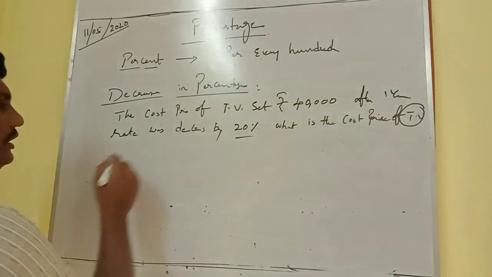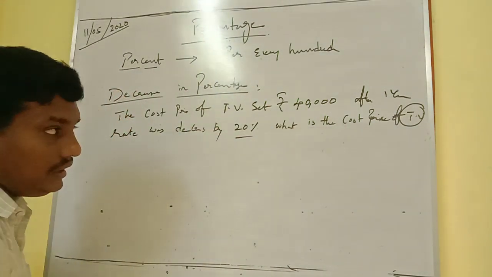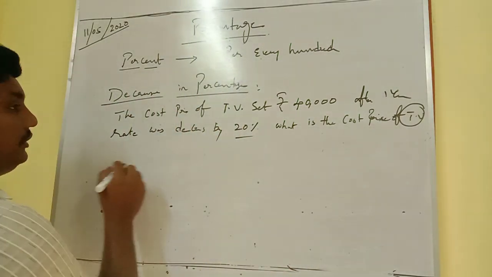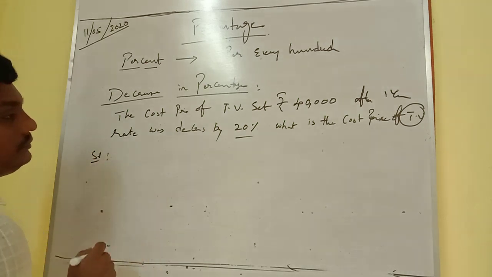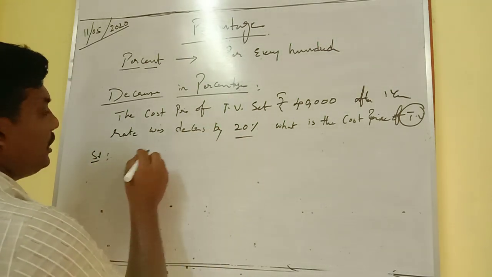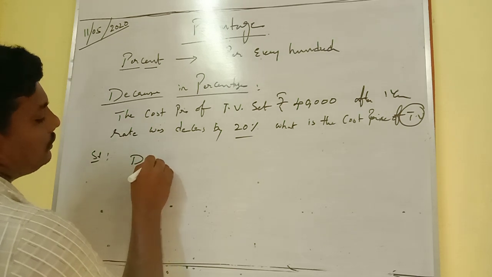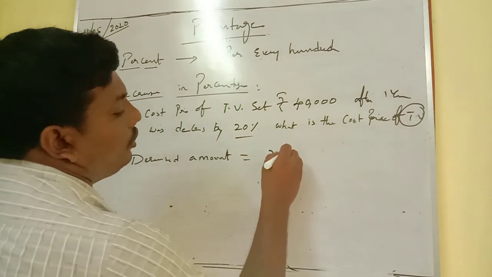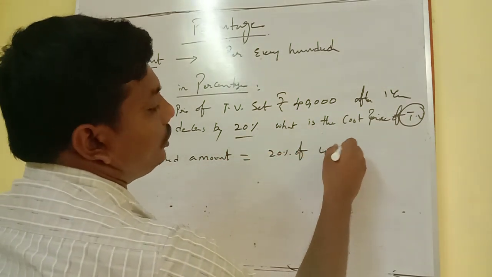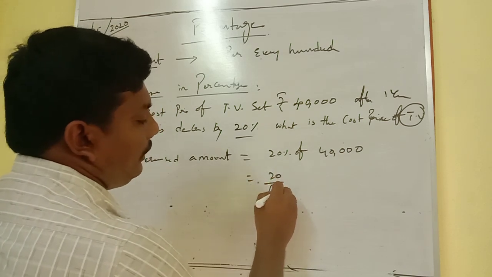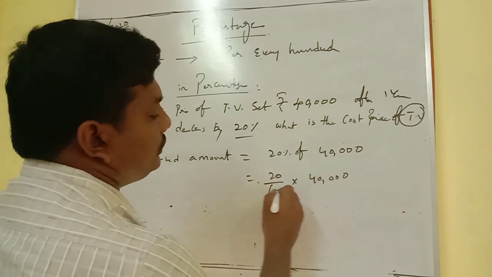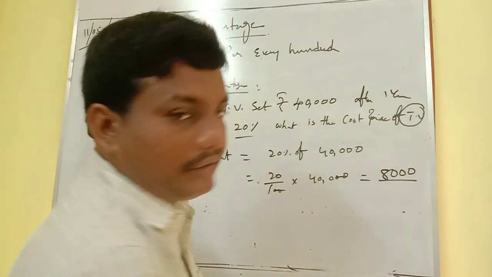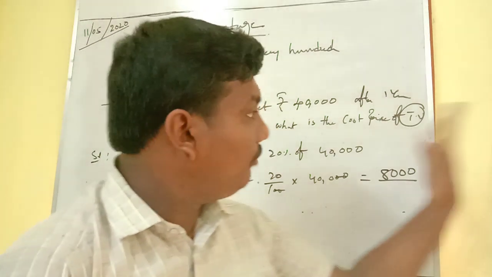In this process also we first calculate 20% of 40,000 rupees. Solution: the decreased amount is equal to 20% of 40,000 rupees. That is 20 by 100 into 40,000. The two zeros get cancelled, so 2 4s are 8, that is 8,000 rupees. 8,000 rupees will be deducted from the 40,000.